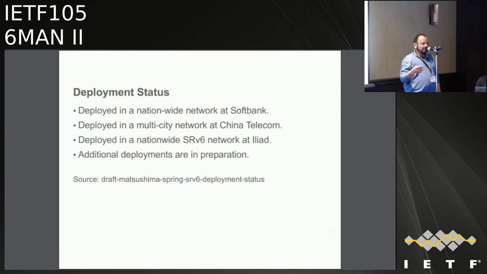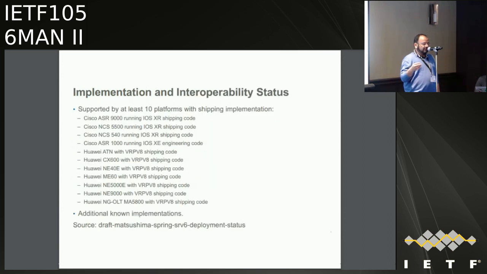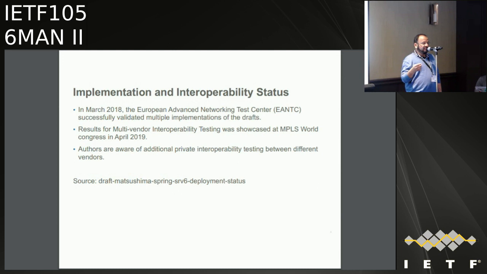This has been deployed. Draft-based implementations have been deployed in multiple production networks, including SoftBank, China Telecom, and Iliad. The details are available publicly in the draft mentioned here for deployment status. There are 10 platforms that support an implementation of this draft, also based on public information, which is listed as a source. Interoperability was done publicly on this draft in March 2018 by EANTC, then showcased in April at MPLS World Congress. Additional interoperability was done privately, but for the public, the information is available in the source draft mentioned here.